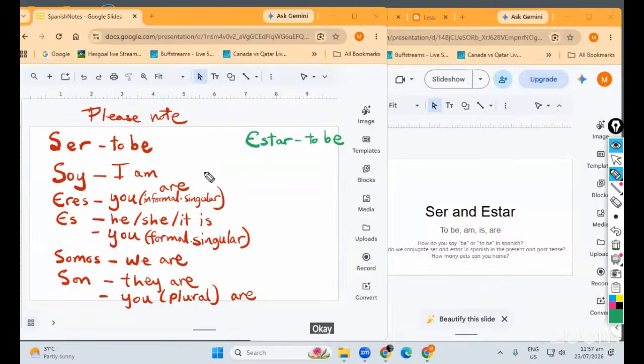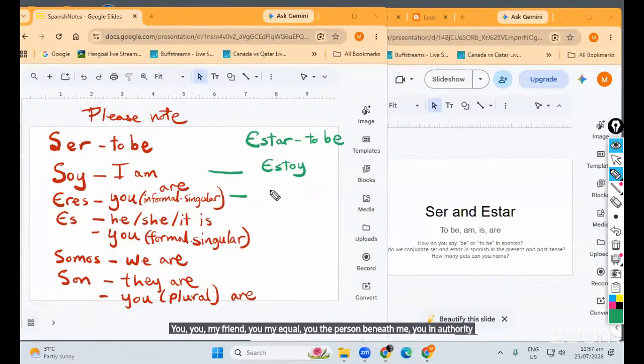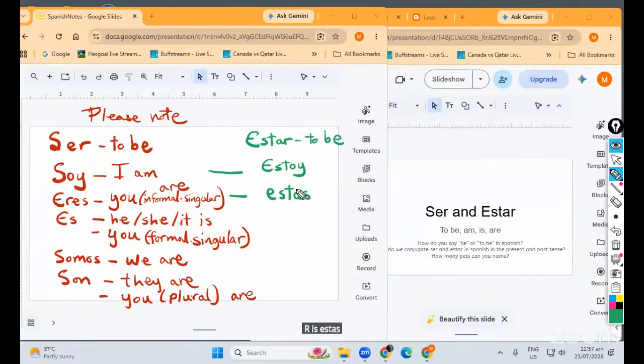Okay, so I am: estoy. You, my friend, you, my equal, you, the person beneath me, you in authority, is estás, right? With an accent. He, she, or it is, or you formal, would be está.